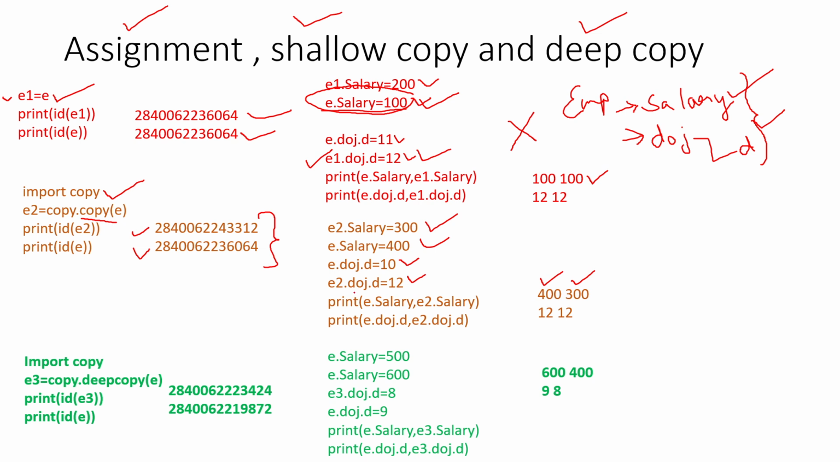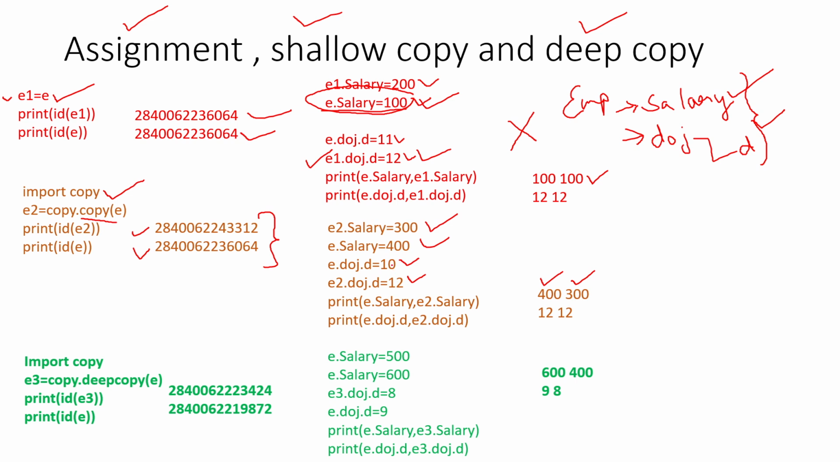But you can see here that the inner embedded object is untouched. That shares a common memory location. That is why: as salary is not an object, that attribute is not of object type, it is just an ordinary variable. Here, date of joining is an object. So both E2 and E share a common memory location for DOJ.